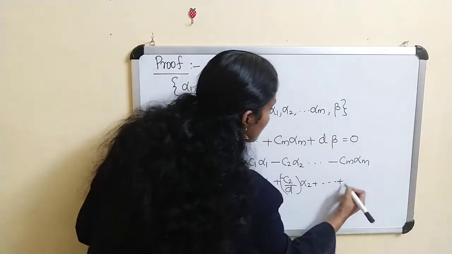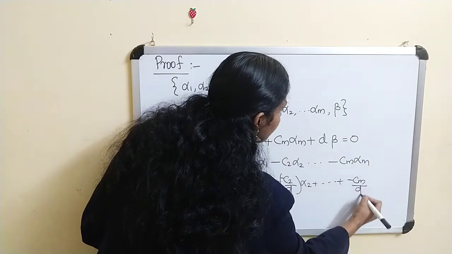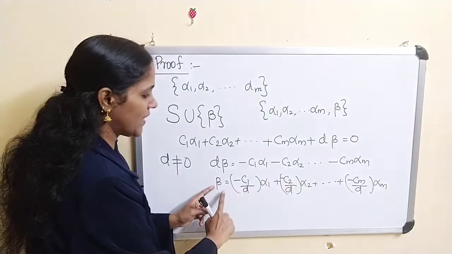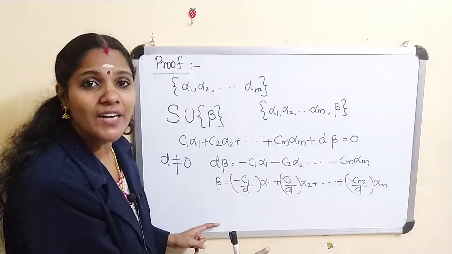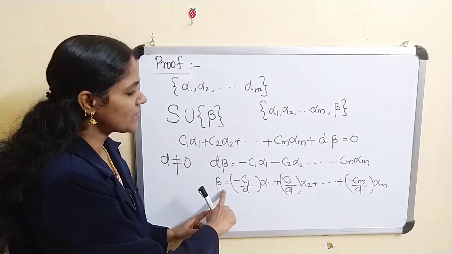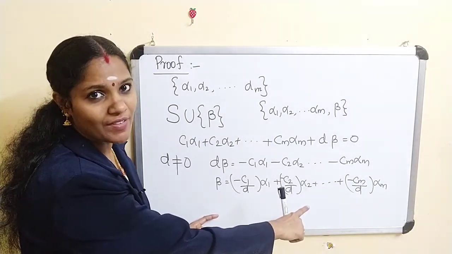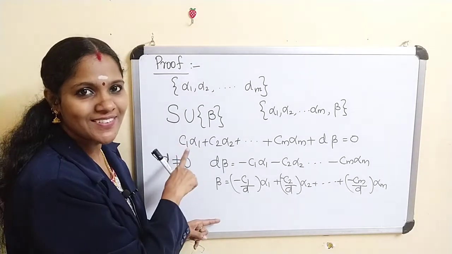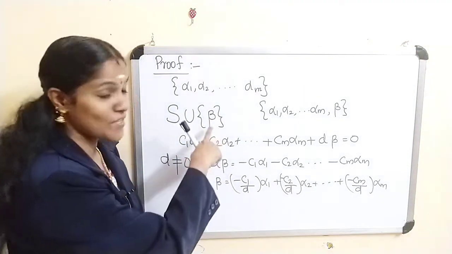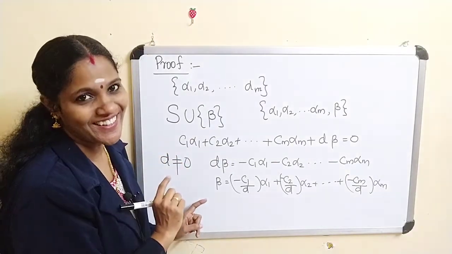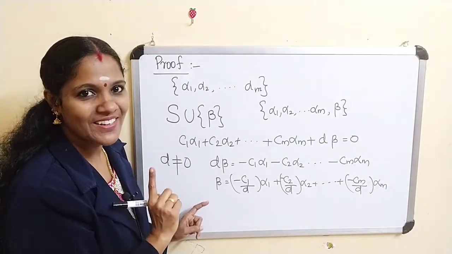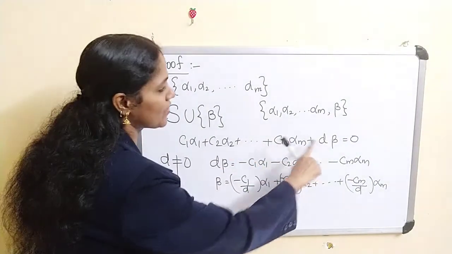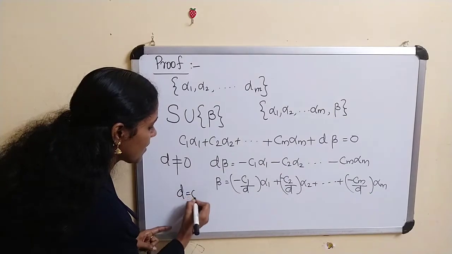That is, beta equals minus C1 by d alpha 1 minus C2 by d alpha 2 plus etc. plus minus Cm by d alpha m. That means beta is a linear combination of alpha 1, alpha 2, etc., alpha m. That means beta is in the subspace spanned by alpha 1, alpha 2, etc., alpha m, so beta is in the subspace spanned by S. That is a contradiction because we assumed that beta is not in the subspace spanned by S. Therefore d must be equal to 0.